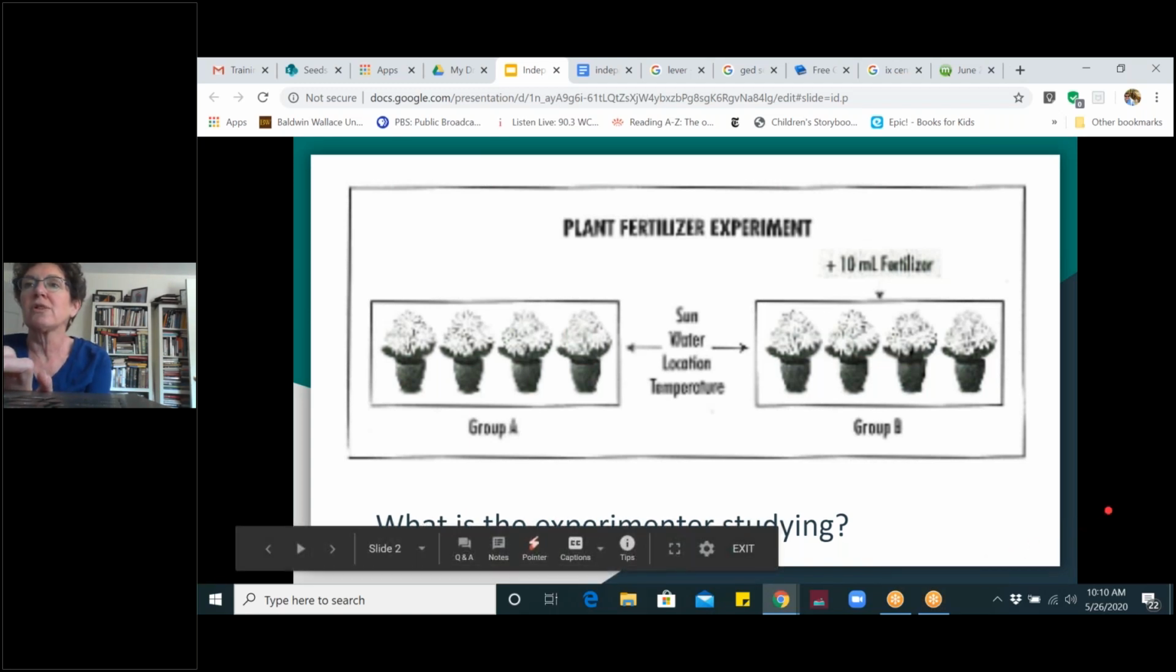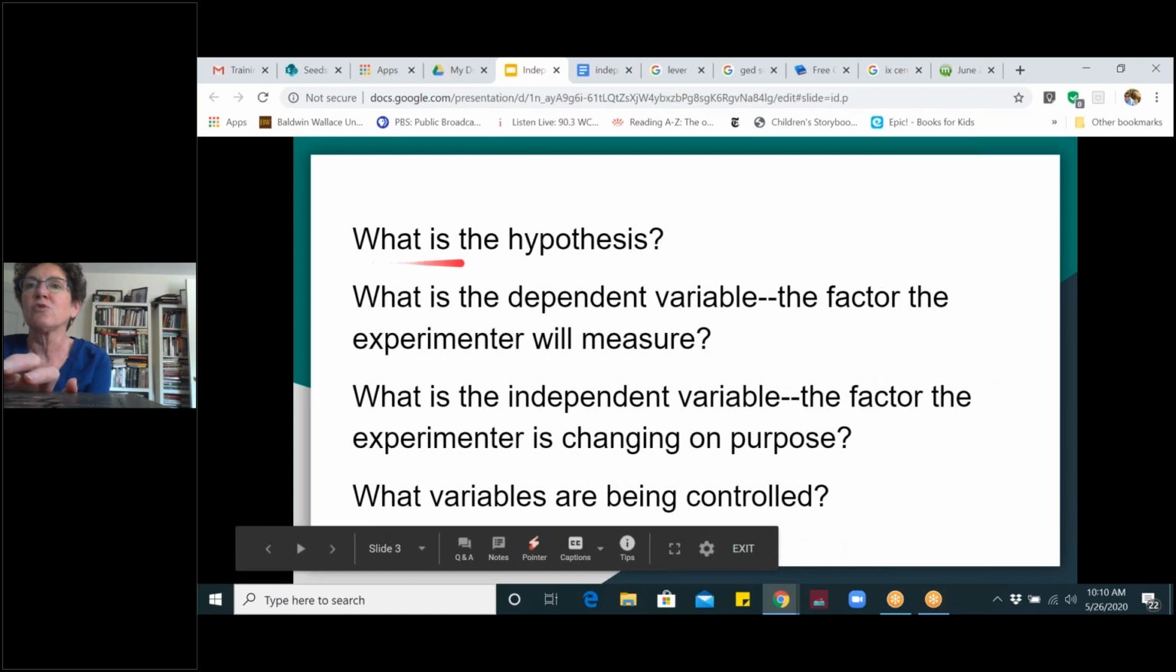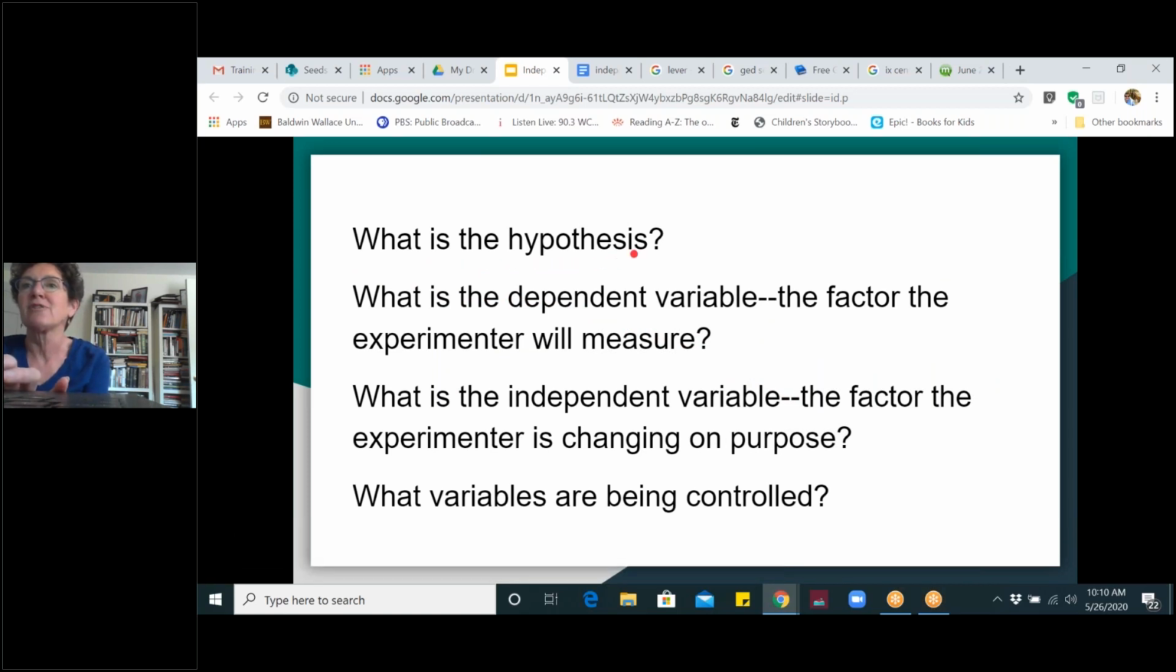So let's look at that. We answered what is the hypothesis. So that's the question: does the addition of fertilizer have an impact on the growth of the plants? Now, here's the critical point. What is the dependent variable? The factor that the experimenter will measure. Is it group B?